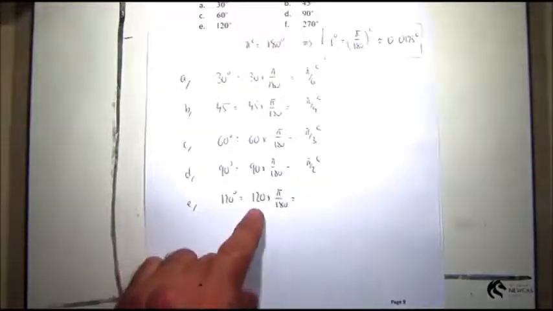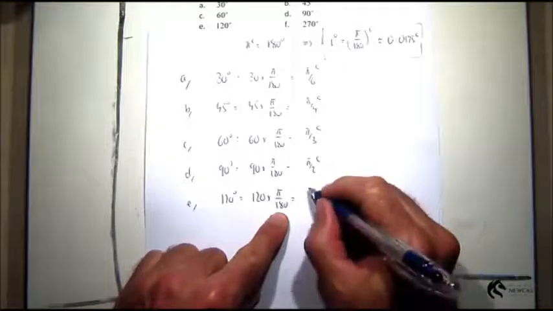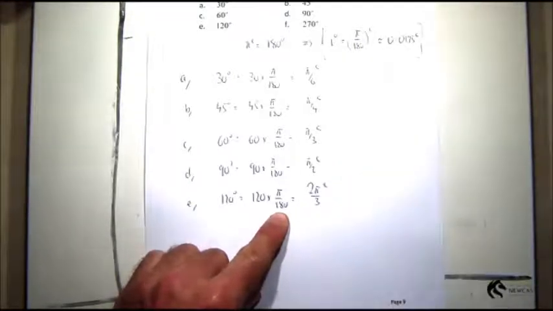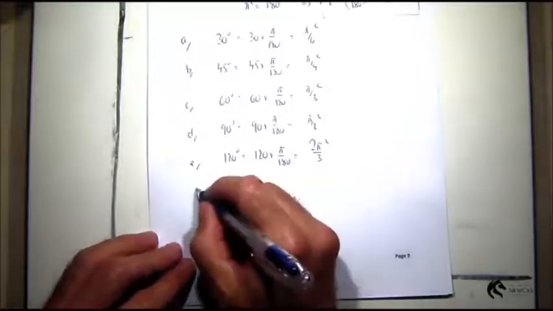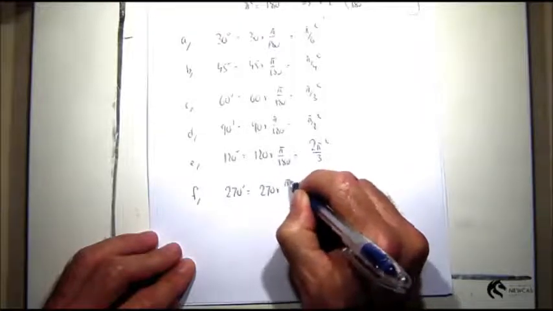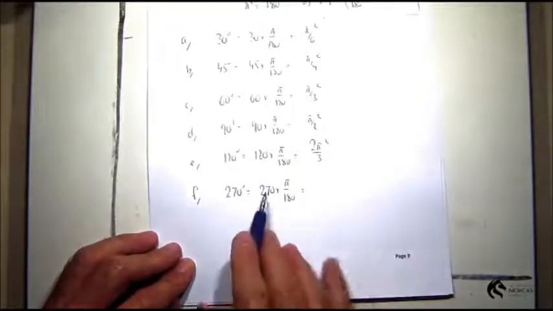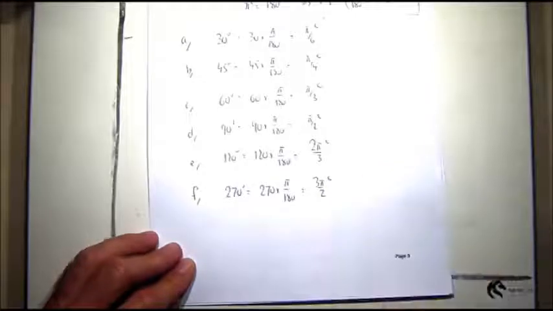Now in this case, 120 doesn't go into 180 nicely, but 60 goes into that twice. 60 goes into 180 3 times. So this would be 2 pi on 3 radians for 120. That's as simple as I can write it. And 270 degrees would be 270 times pi on 180. This time 90 goes into that 3 times, 90 goes into that 2. So that would be 3 pi on 2 radians.